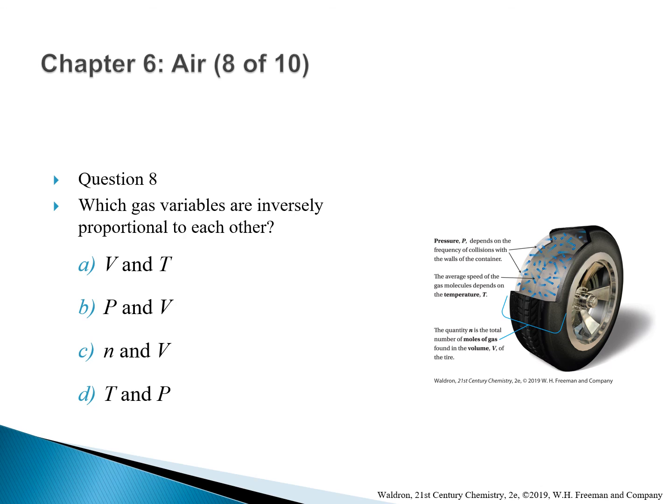Question 8. Which gas variables are inversely proportional to each other? A. Volume and temperature. B. Pressure and volume. C. Moles and volume. D. Temperature and pressure. Please pause your video here. The correct answer is B. Pressure and volume. Boyle's law states that pressure and volume are inversely proportional to each other.